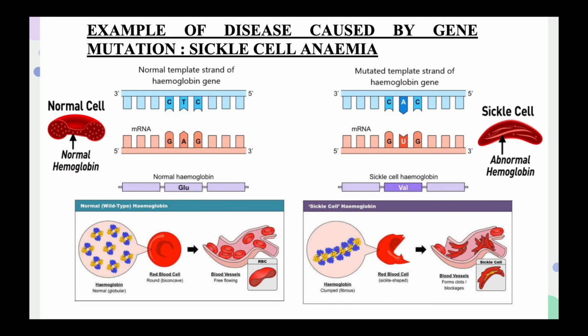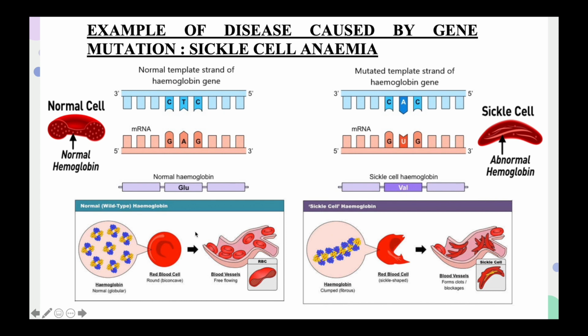Now let's take a look at an example of disease caused by gene mutation. This disease is known as sickle cell anemia. As you can see, sickle cell anemia is caused by base substitution, whereby the base thymine in the original template strand of the hemoglobin gene is replaced by the base adenine. This causes the codon on the mRNA to change from GAG to GUG, subsequently causing the amino acid to change from glutamic acid to valine, producing an abnormal hemoglobin.